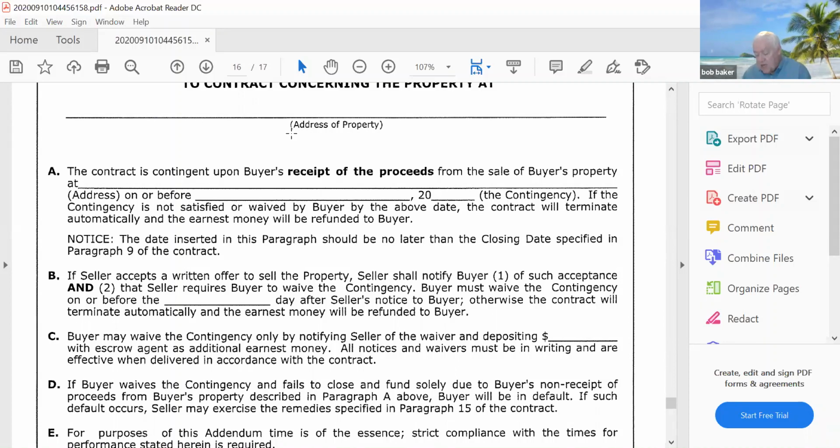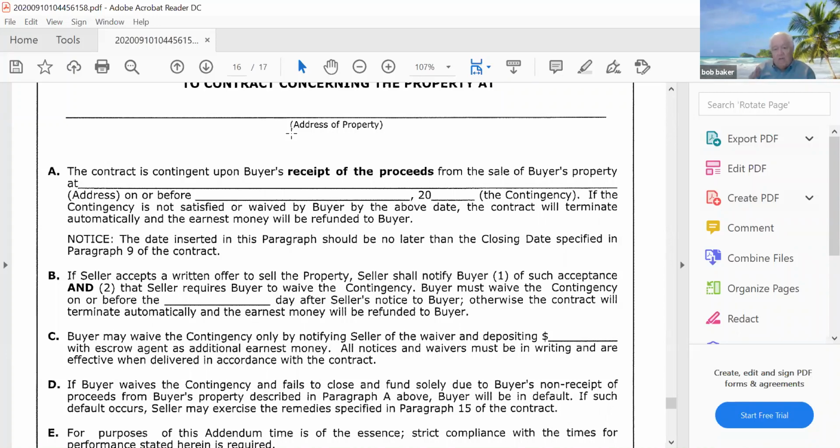So the contingency date you see in paragraph A, it's a contingency date because at the end of that second blank, you see in parentheses, the contingency. Guess who decided that needed to be there? The lawyers on the broker lawyer committee. We've got to make sure everybody understands what that date is. That's the contingency date, and it explains what that means.